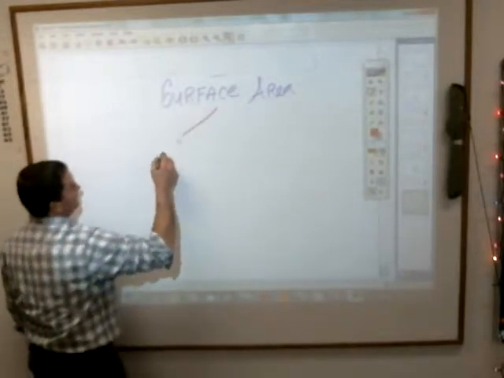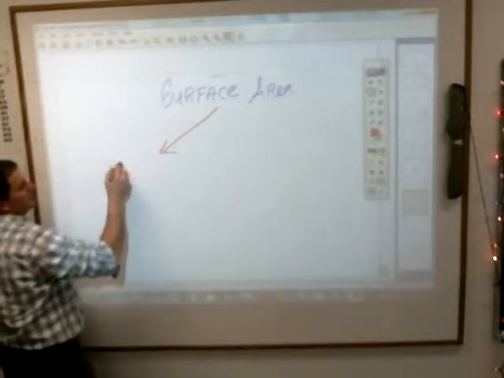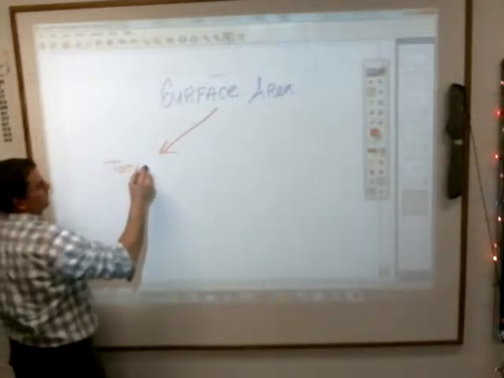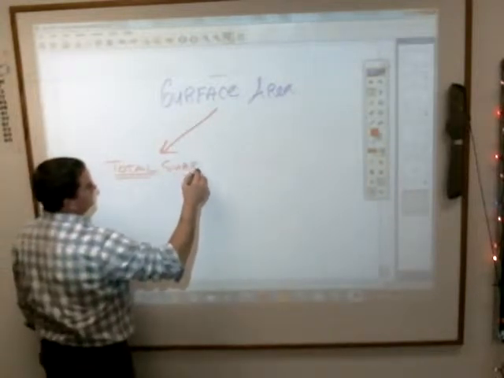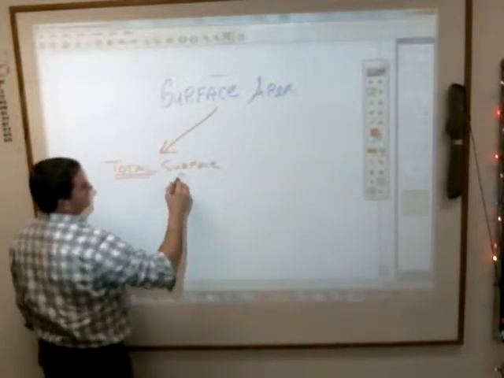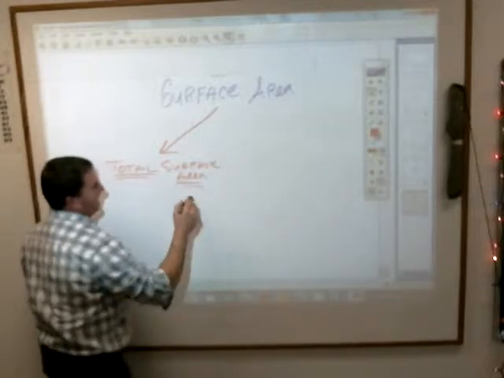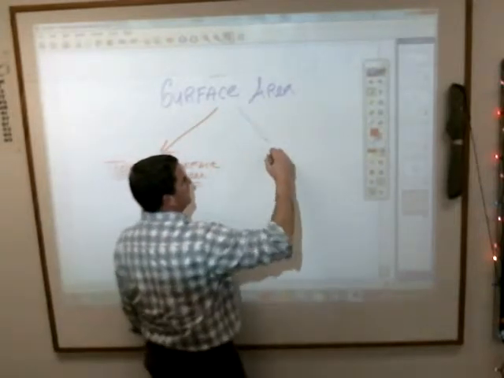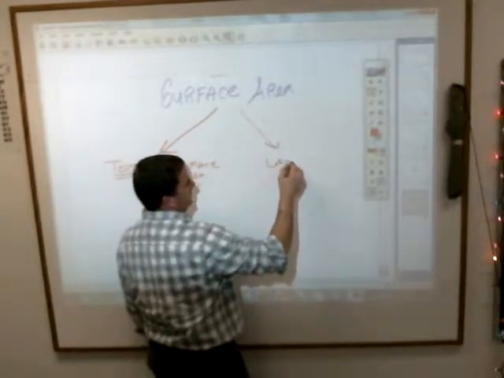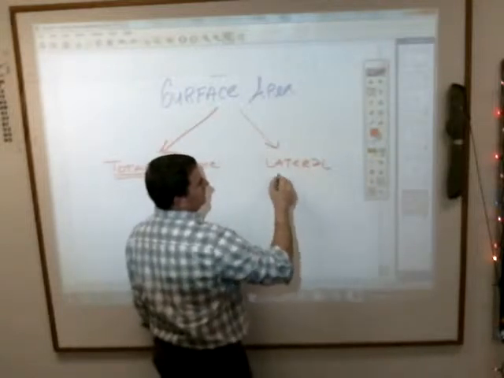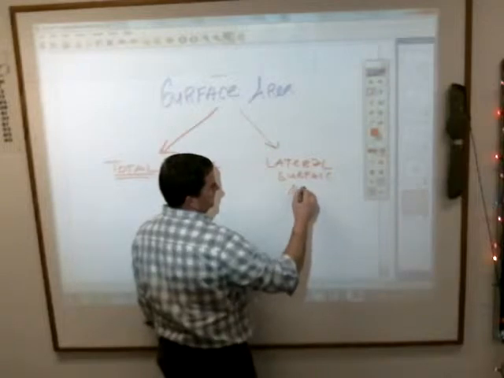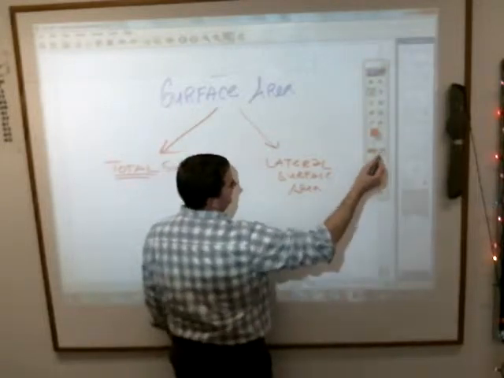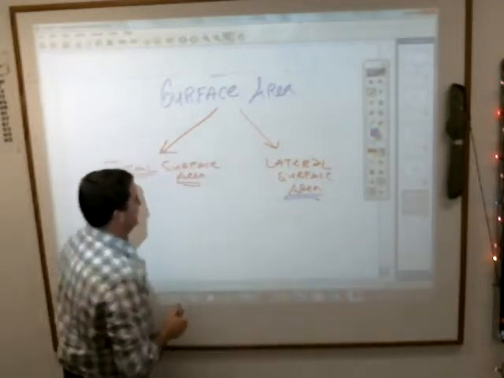The book talks about two different things. There's what's called total surface area. And the book also throws at you something that is called lateral surface area. Okay. And the difference between those is this.